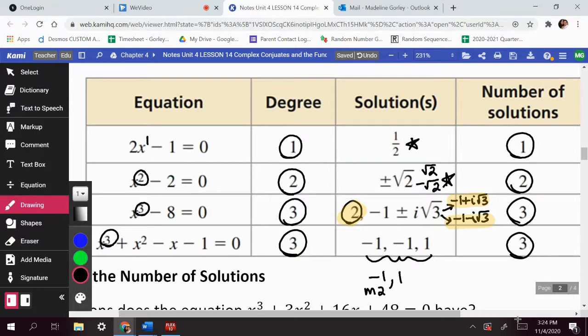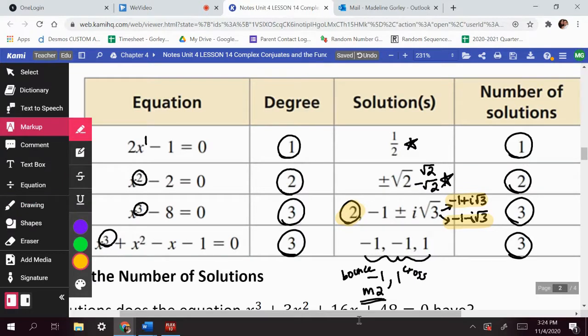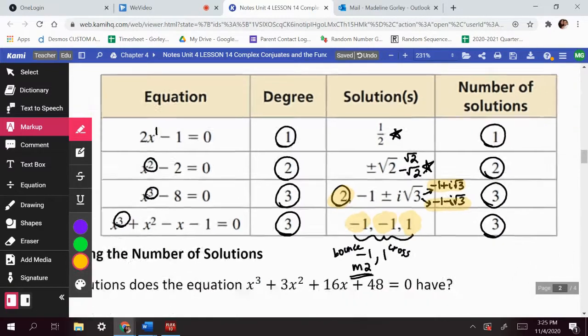So we're going to see actually a bounce happen on our graph at -1, and then our graph's going to cross at +1. Okay, but we count those repeated solutions with higher multiplicities as separate solutions. So if I was counting these, I'd say 1, 2, 3. Notice I count -1 twice. We count those repeated solutions as separate solutions.